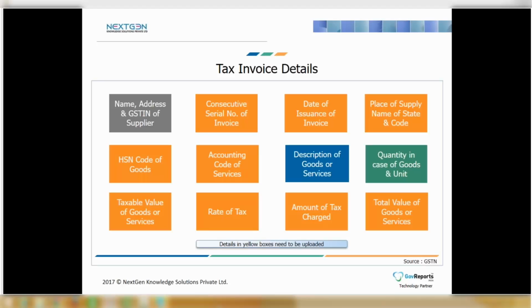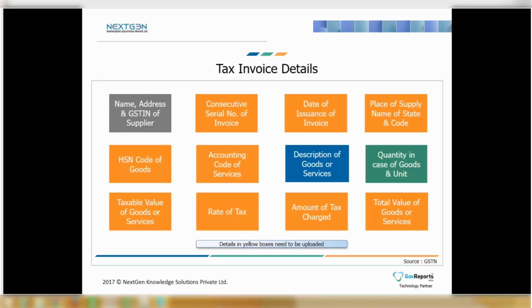Information which is contained in yellow boxes is uploaded at the GST portal. For example, the consecutive serial number of the invoice. Now here I would like to add that the consecutive serial number should be unique for each financial year. For example, we are in financial year 2017-18. So the uniqueness can come if 2017-18 is added as a prefix in the invoice number. Second is the date of issuance of invoice. This is important because based on the date of issuance of invoice, the time of supply rules apply.